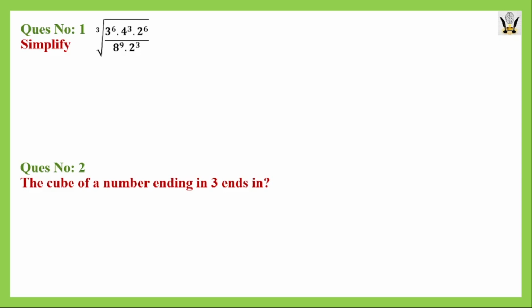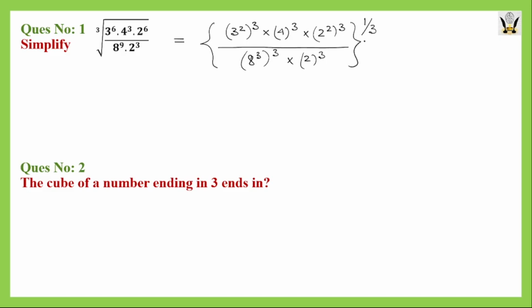Whatever expression is given as a multiplication of a few other terms in the numerator and denominator, since we will be finding the cube root, our aim will be to express every term as a cube of some value. First we will do that and then we will see how we can simplify further. So we have expressed every term as a cube of some value, and then finally we will be finding the cube root.